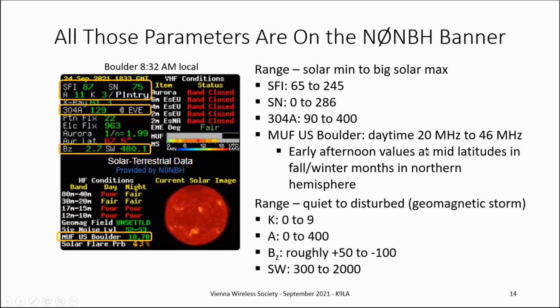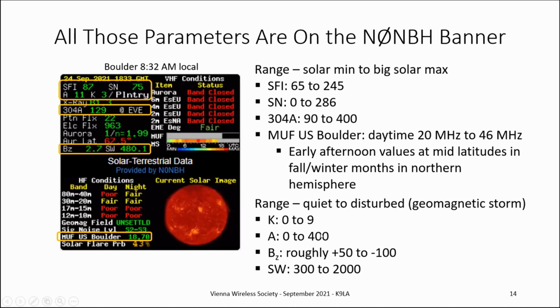And of course, 18.7 says we're kind of down at solar minimum still. Doggone it. Okay, how about the parameters that tell us if the Earth's magnetic field is disturbed? Well, the K index, like I mentioned, goes from 0 to 9. It's a logarithmic function. What was the K index today in the 18 to 21 UTC time period? It was 3. So we're kind of quiet, not too bad.